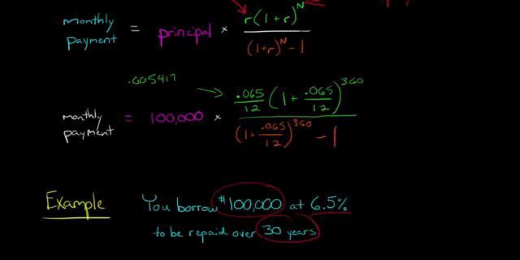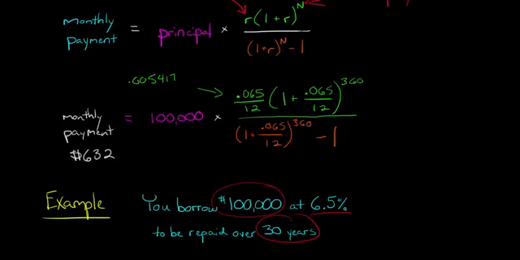You can put this into Excel, or if you have a graphing calculator, you'll be able to put it in. You just take the 100,000 and multiply it by this big fraction right here. That is going to yield, I believe, a monthly payment of $632. That's going to be our monthly mortgage payment.